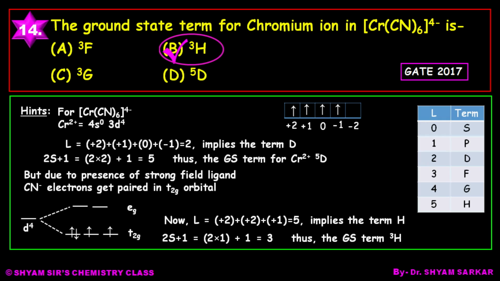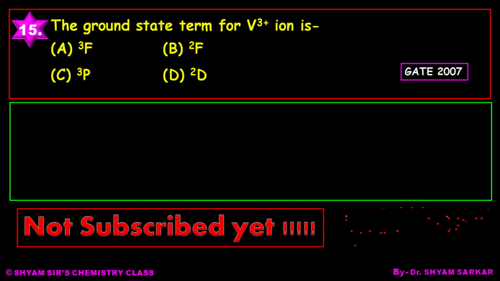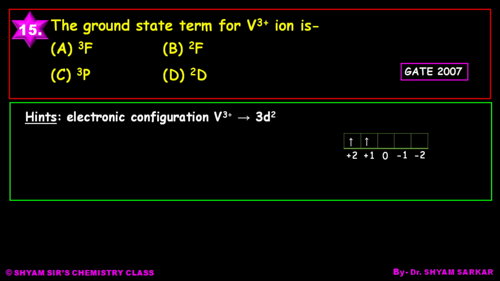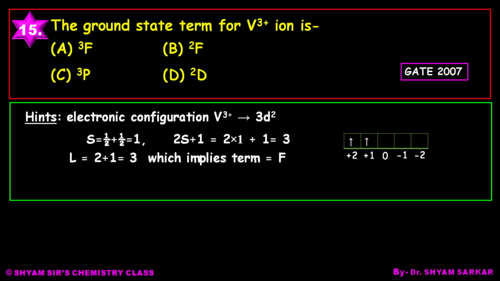see the ground state term for vanadium 3+ ion. So four options are there. Let us see. For vanadium 3+, the configuration is 3d2, and 3d2 means S equal to half plus half, that is spin multiplicity 2S+1 equal to 3, and capital L equal to 2 plus 1, electrons are in the first two, so total L equal to 3, which implies the term F. So 3F will be the right answer, that is option A is the right answer here.